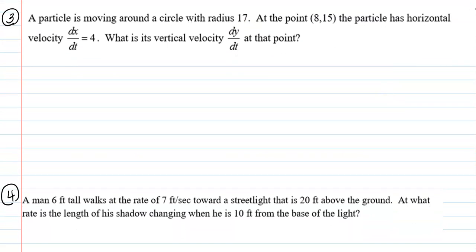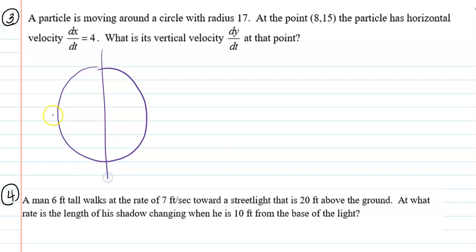All right, number 3. A particle is moving around a circle with a radius of 17. At the point (8, 15), the particle has horizontal velocity dx dt equals 4. What is its vertical velocity dy dt at that point? So we have a point (8, 15), and we know for sure that the circle has a radius of 17, and at the moment in time we're dealing with the point (8, 15). But remember that it doesn't have to be 8 and it doesn't have to be 15, but we always do know that the radius should be 17.